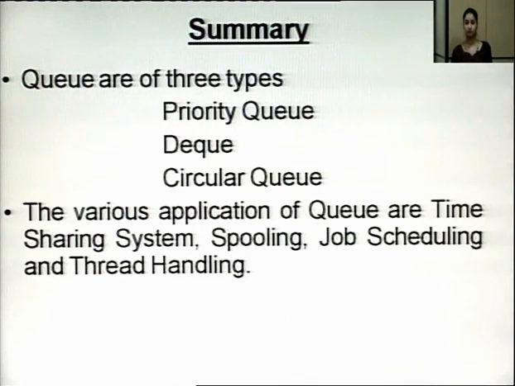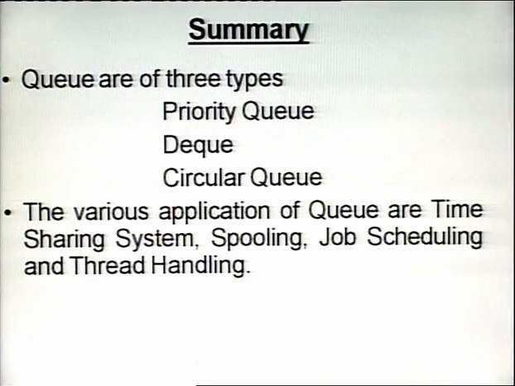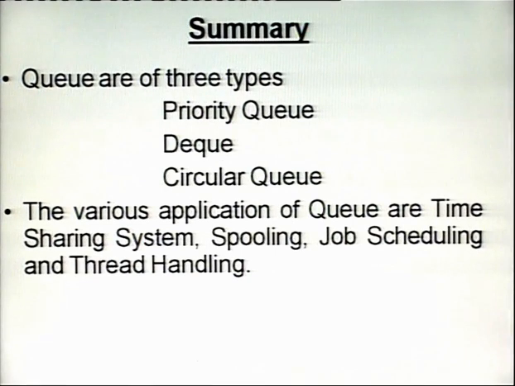And there are different types of queues, all of which were discussed by us. The first is the priority queue. The second one is a deque, a double-ended queue, which can insert and delete values from both sides, the rear and the front. The third one is a circular queue, a queue in a circular form.